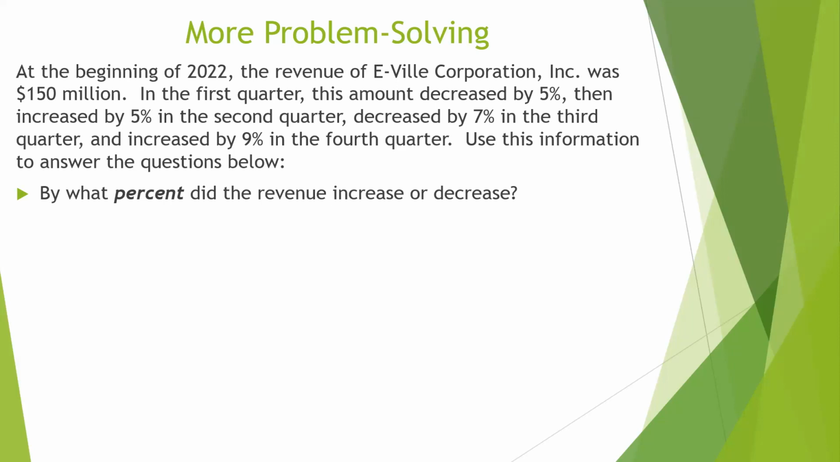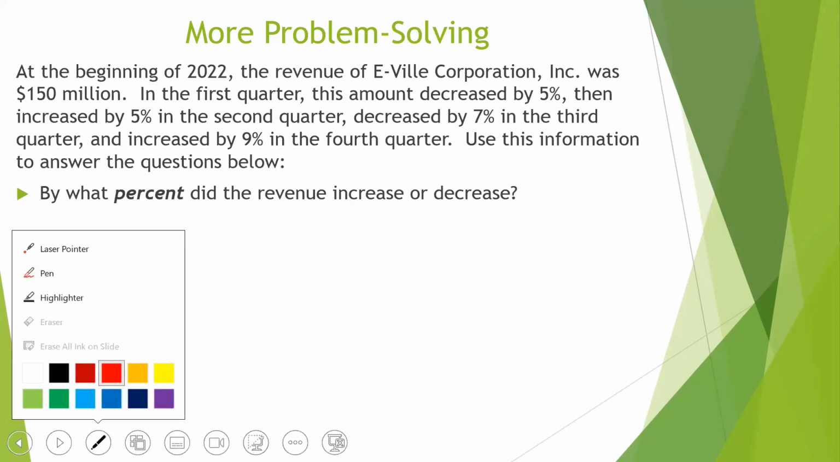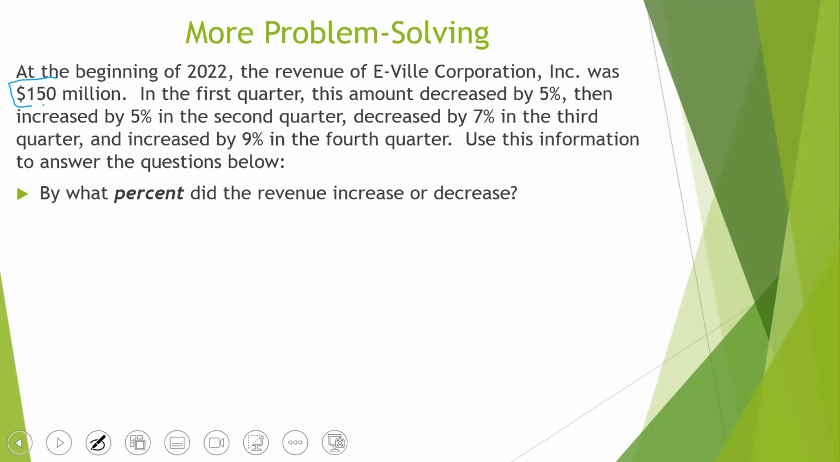All right, so we're told in this problem that at the beginning of 2022, the revenue of the Evil Corporation, Inc. was $150 million. Before I read on, I'm going to highlight that because that might be an important piece of information. Then we're told that in the first quarter, the amount decreased by 5%. Then it increased by 5% in the second quarter, decreased by 7% in the third quarter, and then increased by 9% in the fourth quarter. I'm going to use that information to answer a couple of questions.